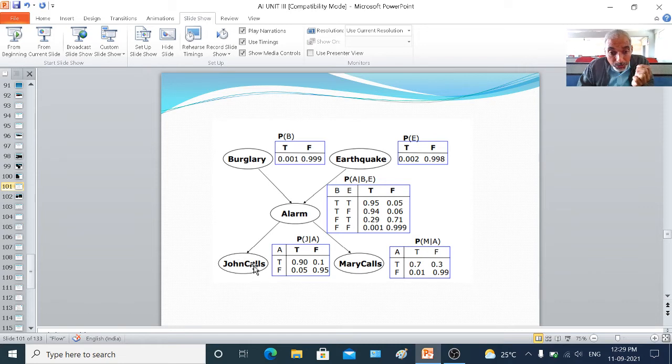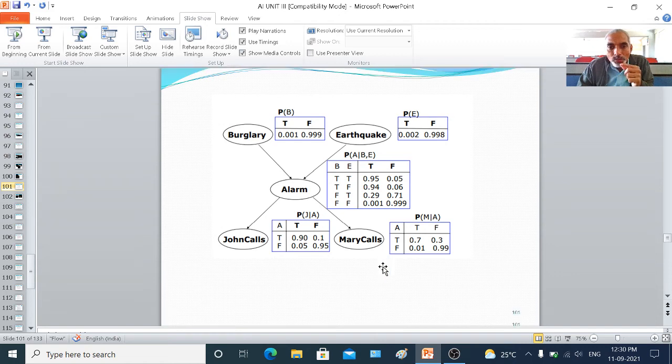John is going to make a call only when the alarm rings. Now, how much is that percentage? The probability is given that when the alarm rings, 90% he is going to make a call, but 10% he may not call, because there is a chance that he might get confused with the music system. If John, in his house, has played a music system very loudly, then he cannot hear the alarm, so he may not call. So chances are there. Similarly, when Mary is going to make a call.